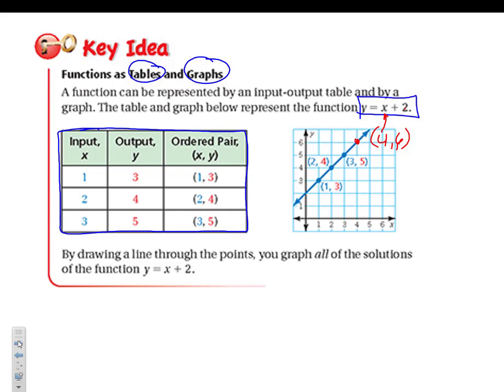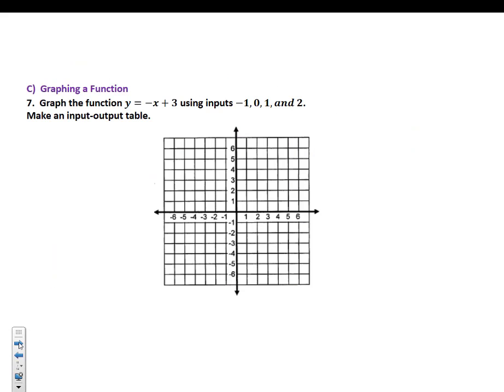Excuse me. So our third way to represent is using tables. Our fourth way to represent is using graphs. That first way I will remind you before this video is over. So we're going to do that right now. We're going to actually do both of them at the same time. In graphing this function, it says graph the function y equals negative x plus 3 using the inputs negative 1, 0, 1, and 2. Make an input-output table. Another way of representing a graph.